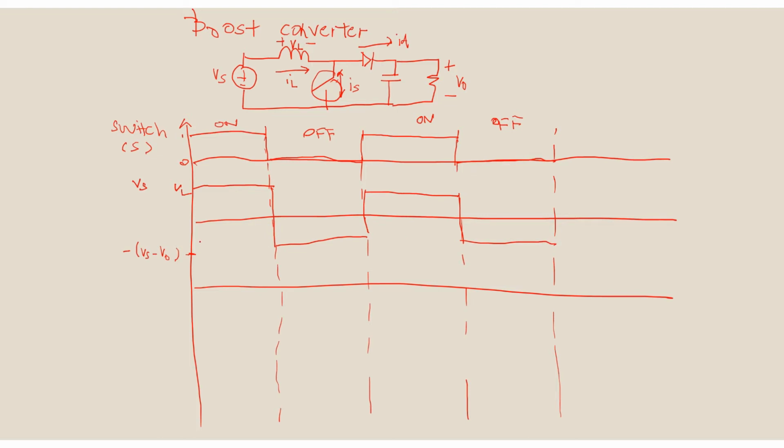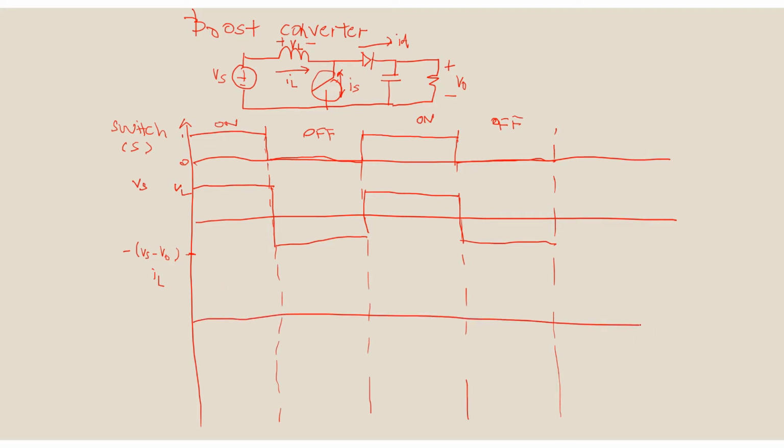Now we want to draw IL. Slow it down. So now we want to draw the IL waveform. If we go back, IL is this one, the current across the inductor here.